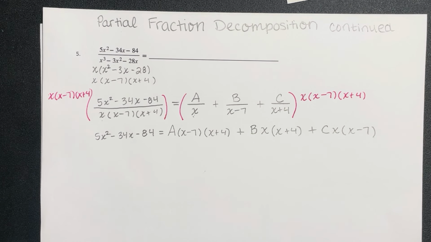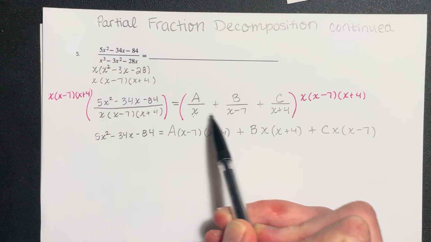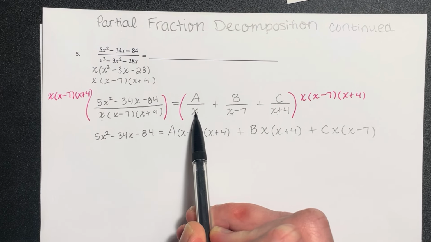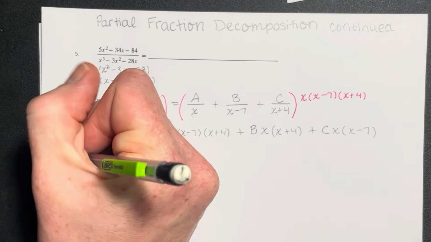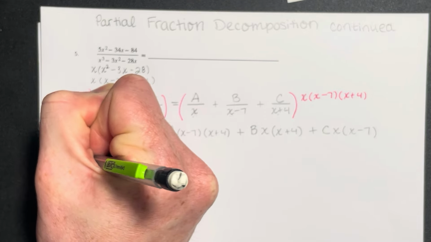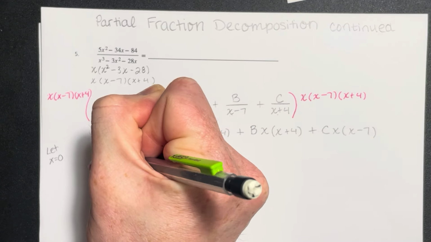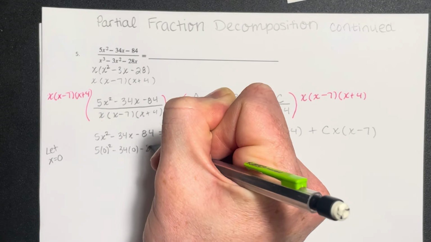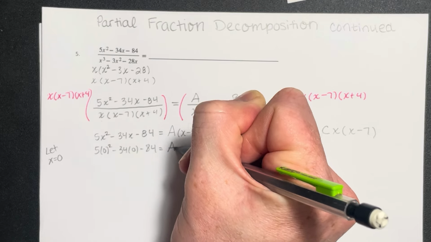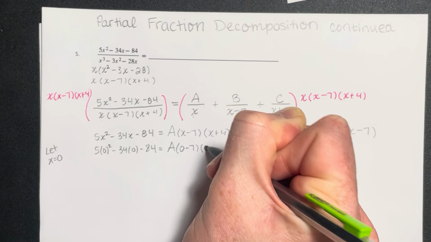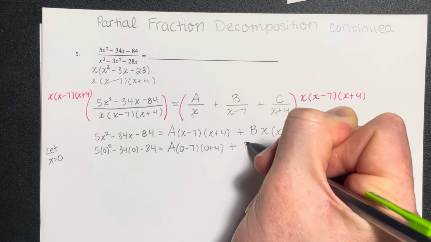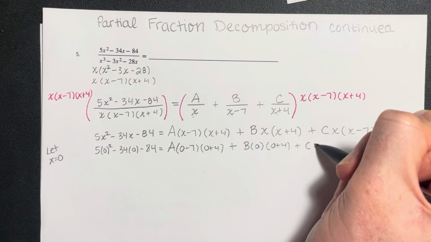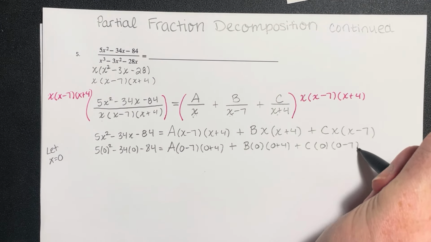So to do the critical value method, we're still looking at what critical values of x would make the denominator equal to 0. And so one of them is when x is 0. So I'm going to let x equal 0 for right now. That would be 5 times 0 squared minus 34 times 0 minus 84 is equal to a times 0 minus 7 times 0 plus 4 plus b times 0 plus 4 and c times 0 minus 7.